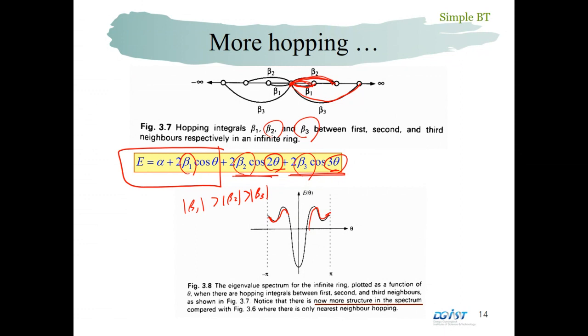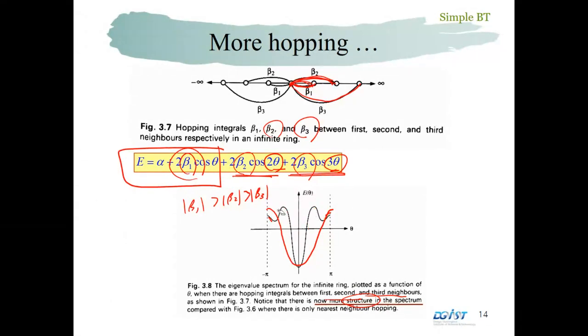or cosine 3 theta, which is usually small. The overall behavior is still such cosine terms that came from the first hopping terms. So if we have second and third neighbor interactions or hoppings, then the structure is more complicated, something like this. Okay.